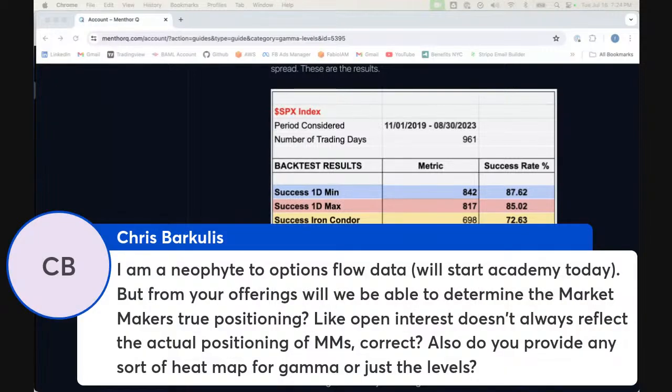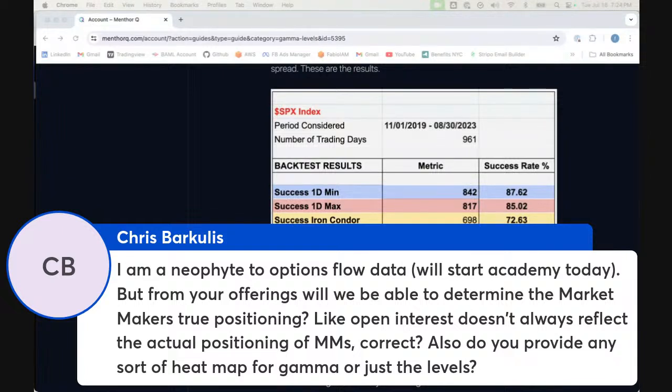And then, Doc, this is actually a good question. How can you determine market makers' positions? Open interest doesn't always reflect the actual position of market makers. The answer here is pretty simple. Nobody can tell you that. There is no feed in the world that can actually show you the book or the portfolio of all the market makers. It just simply doesn't exist. What does exist is the ability to access option data, option flow, and then create models that can forecast that data with a potentially high level of accuracy. So that's what we do with our models.